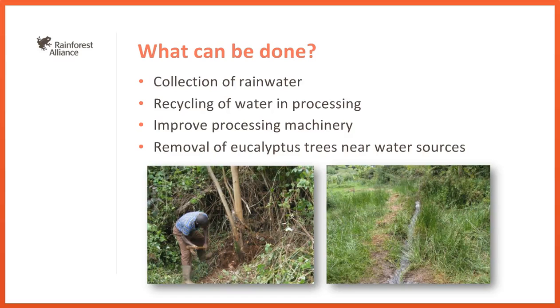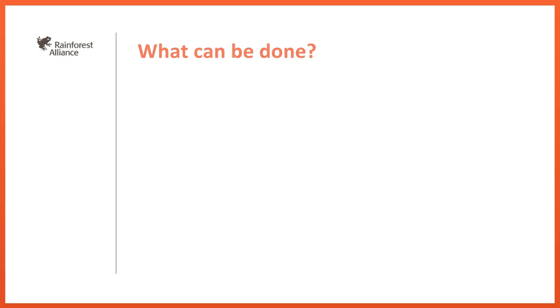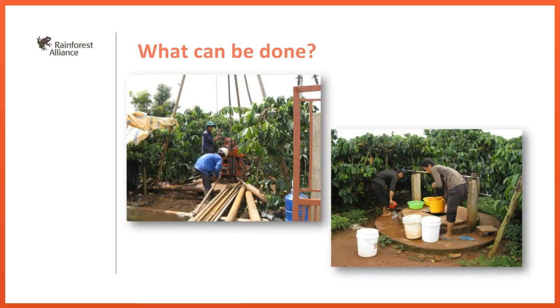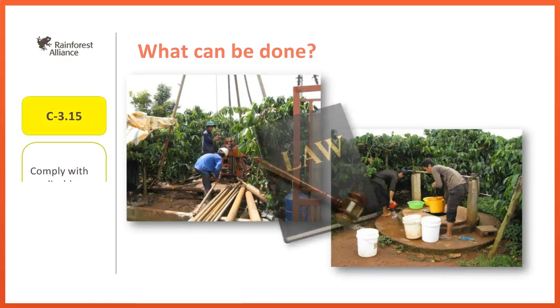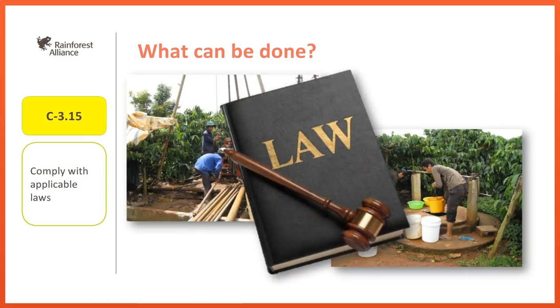If you have planted eucalyptus trees near water sources, your water sources will be gradually depleted, as eucalyptus trees take up a large quantity of water. To recover your water sources, you should remove the eucalyptus trees and plant native species instead. Lastly, if you are extracting water for production, processing, or domestic use, you need to comply with the applicable laws in your country or local regulations. You need to respect the local rules and cannot do any illegal water extraction.